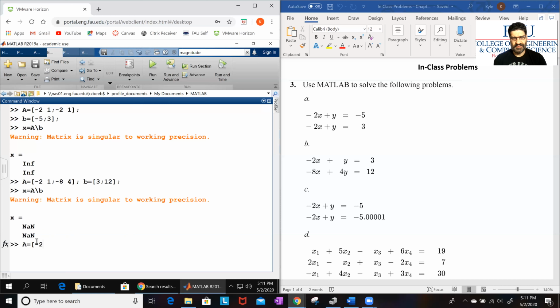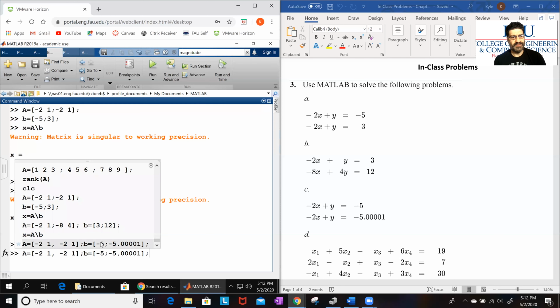-2, 1, -2, 1. And also, again, these are going to be parallel lines. So you can tell now by looking at the equation that you have no solutions in there, and -5.0001.